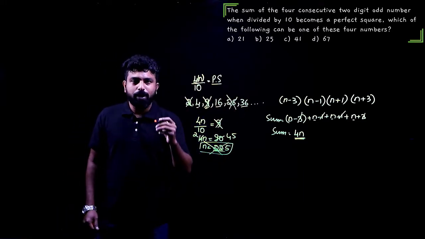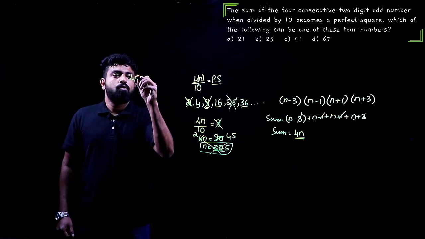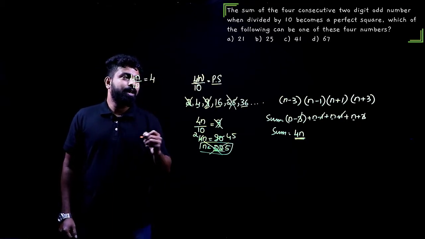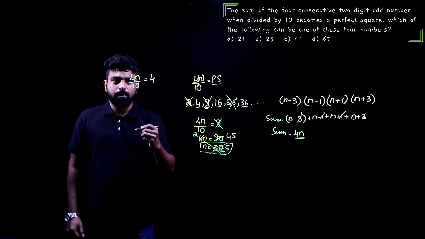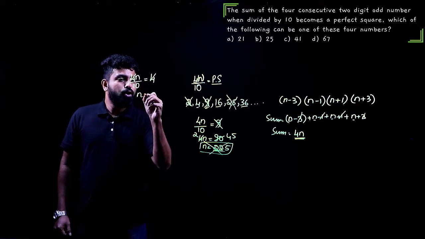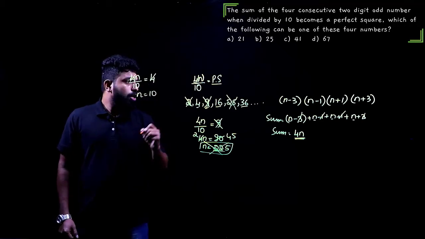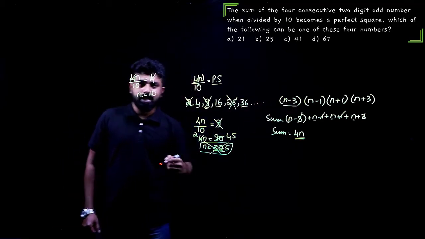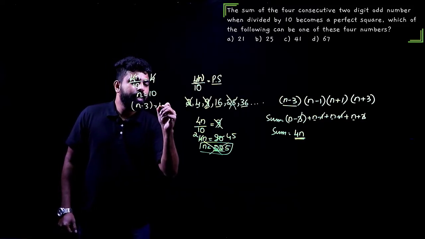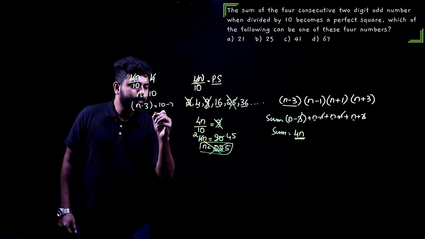So if I take 4n by 10, 4n by 10 has to be 4. I have considered my perfect square to be 4. So what happens here? 4 and 4 get cancelled. The value of n will be equal to 10. So for one of my terms, let me take n minus 3. What will be n minus 3? n minus 3 would be 10 minus 3, which is nothing but 7.